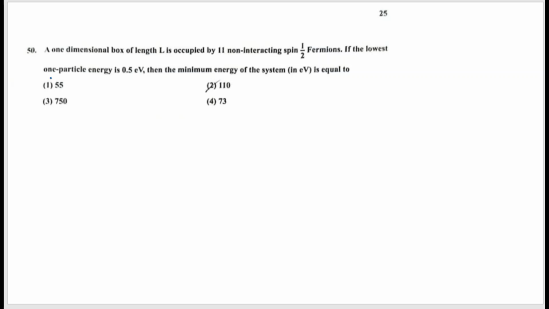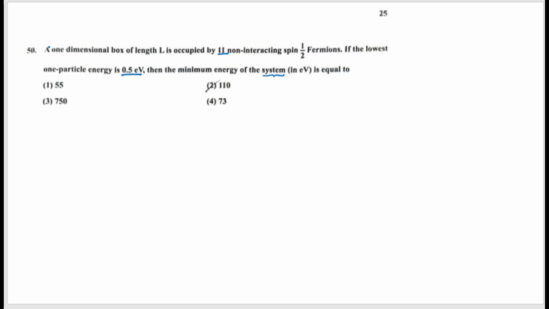What we have: a one-dimensional box of length L is occupied by 11 non-interacting spin-up fermions. If the lowest one-particle energy is 0.5 electron volt, then what is the minimum energy of the system, that is, the complete total system? That is what they are asking.